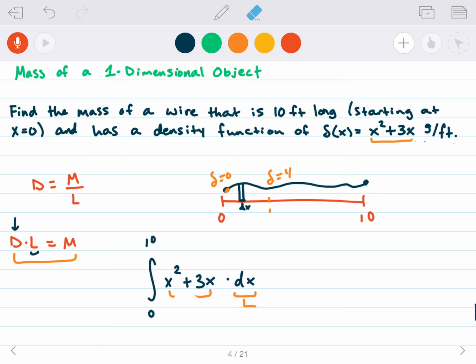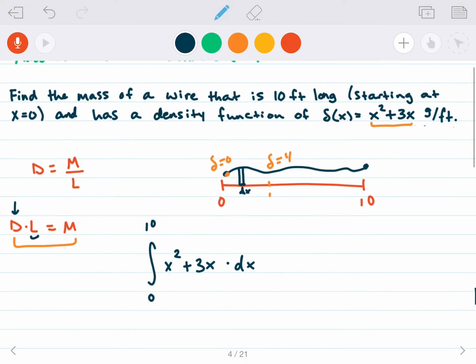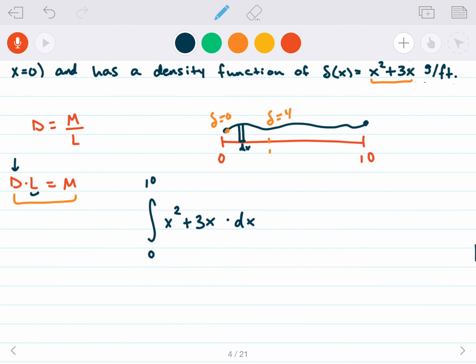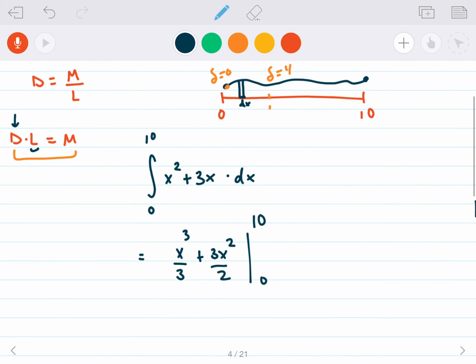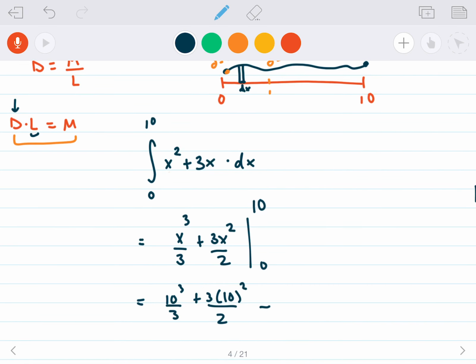So let's go ahead and integrate this thing. This is a pretty simple integral to work with. If we find the antiderivative of x squared plus 3x, we get x to the 3 over 3 plus 3x squared over 2, and we're going from x equals 0 to x equals 10. If I plug in 10 for x, I get 10 cubed over 3 plus 3 times 10 squared over 2. And of course, if I plug in 0 for x, all of this expression goes to 0.